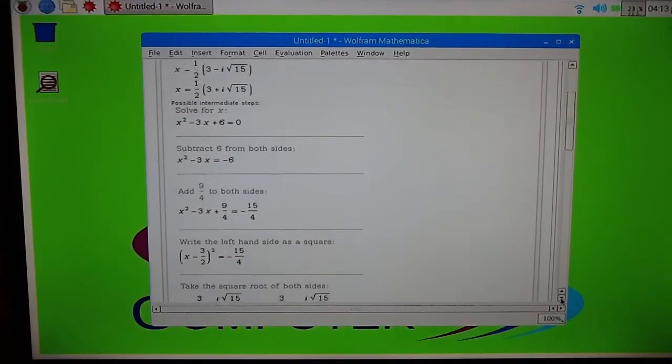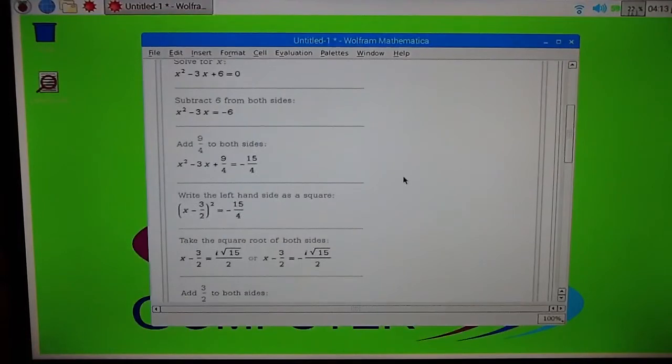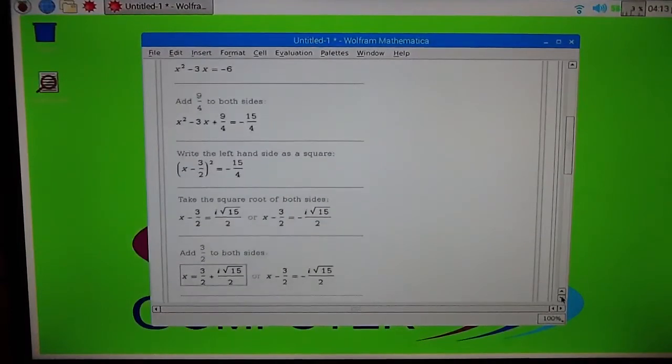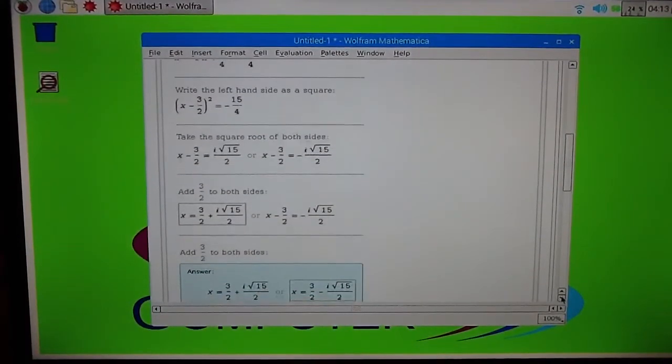Solve for x, and it tells you to subtract x from both sides. Add 9/4 to both sides. Then you want to write the left-hand side as a square, that's why you added 9/4, so you could do that. Then you take the square root of both sides, and then you add 3/2 to both sides. And so this is the step-by-step procedure, and you end up with the final answer.